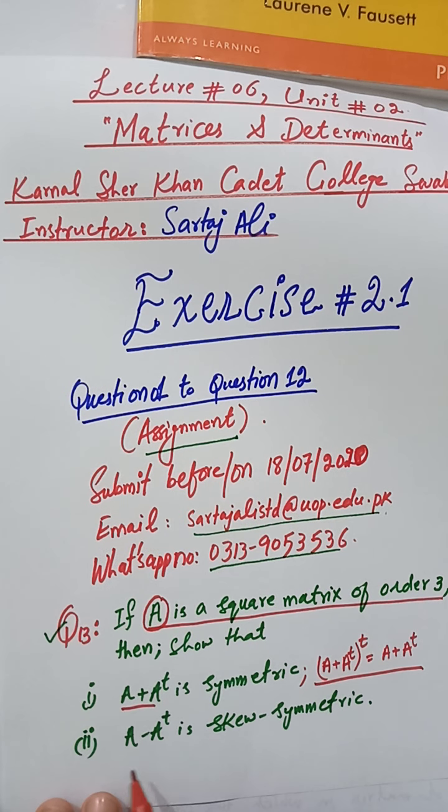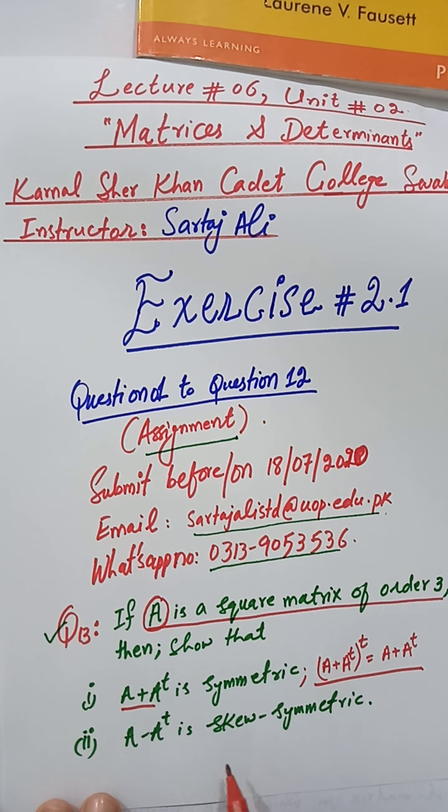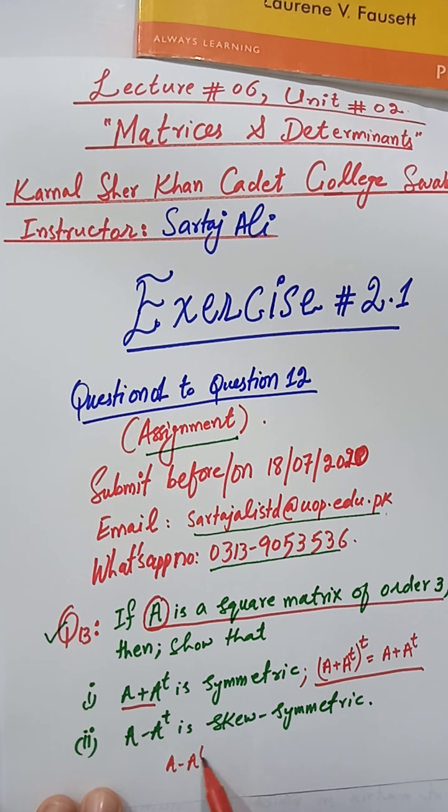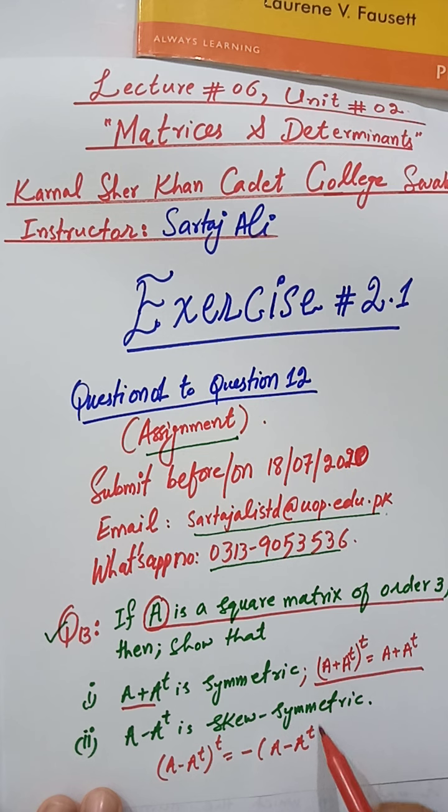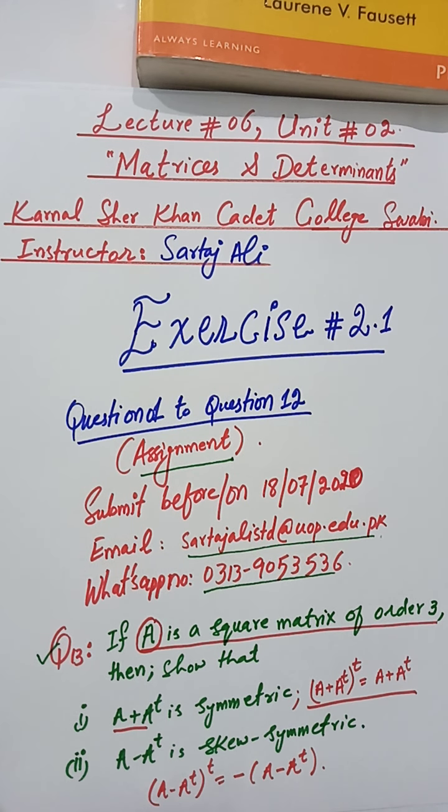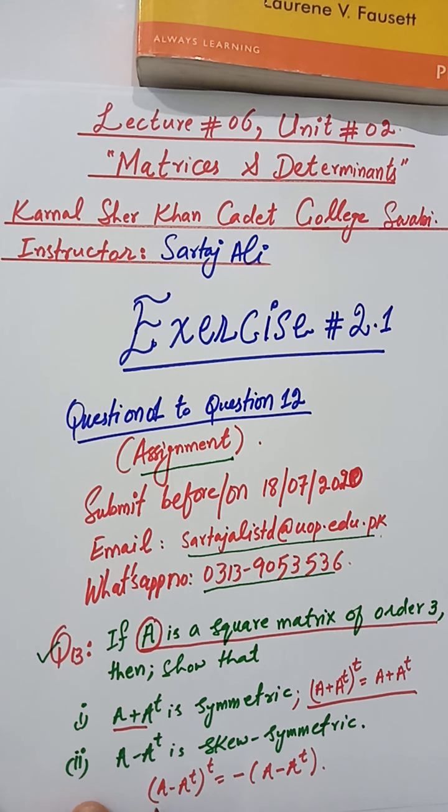And when we are showing A minus A transpose is skew symmetric, for that we need to show that A minus A transpose whole transpose will be equal to minus times A minus A transpose. When we are showing that a matrix is skew symmetric, we show that if that matrix's transpose is equal to minus times that matrix, then such a matrix is called a skew symmetric matrix. So to show A minus A transpose is skew symmetric, we need to show this.